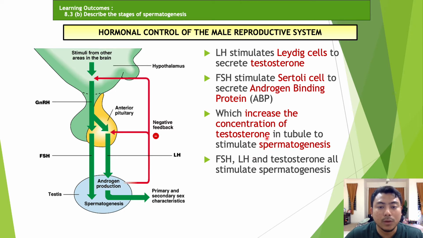So now we know the function of the hormone testosterone is to stimulate spermatogenesis. What is spermatogenesis? It is the process of sperm production. Genesis means generate. Generate means hasilkan. Hasilkan sperm. So FSH, LH and testosterone all stimulate spermatogenesis, the production of the sperm.